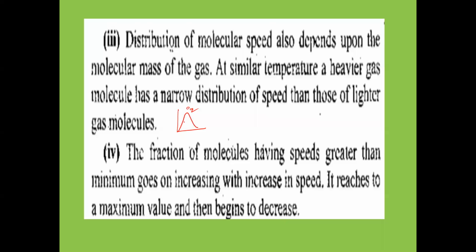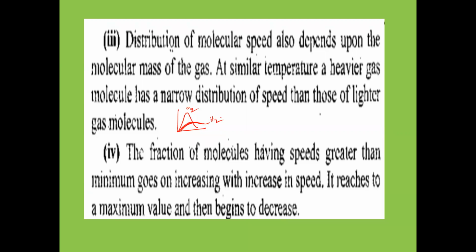Now in this curve, what happened here? There is a narrow distribution, which means the peak is sharp. Suppose you take hydrogen gas like this, it will become like this for hydrogen. Hydrogen's molecular mass is less. Now see, the height of the peak became less, and the peak became very flat. So there is a narrow distribution for heavier gas and a broader distribution for lighter gas.